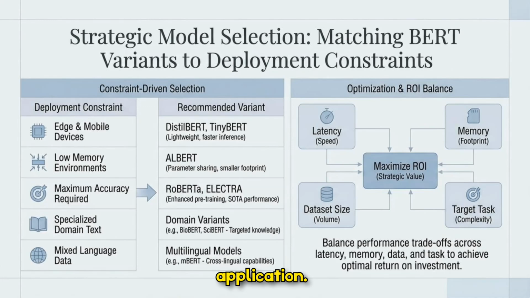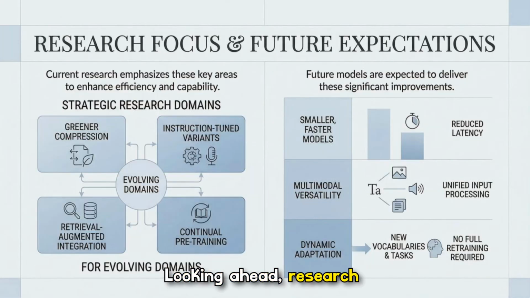Looking ahead, research emphasizes greener compression, instruction-tuned variants, retrieval-augmented integration, and continual pre-training to support evolving domains. Future models are expected to be smaller and faster, offer multimodal versatility and reduced latency, and adapt dynamically to new vocabularies and tasks without full retraining. These trends point toward more efficient, adaptable models for a wider range of real-world deployments.